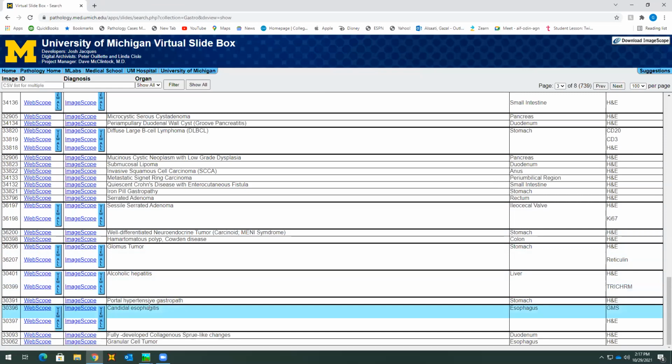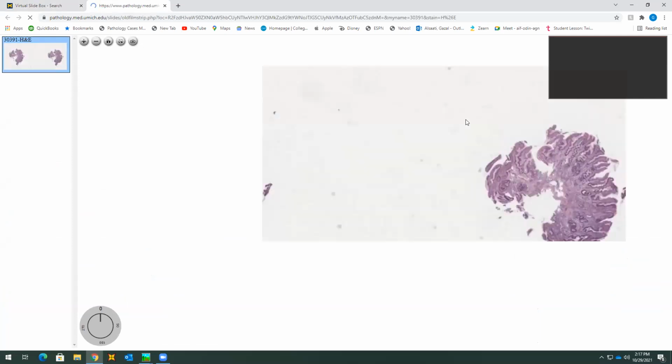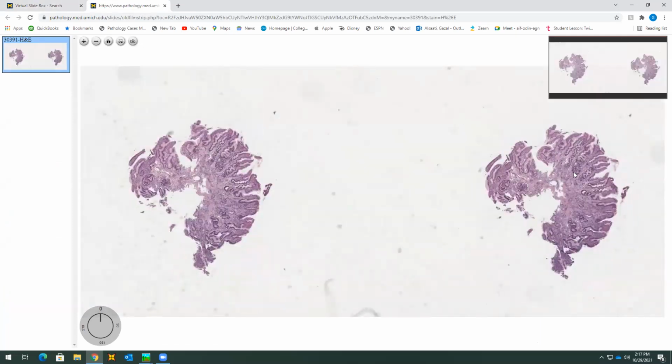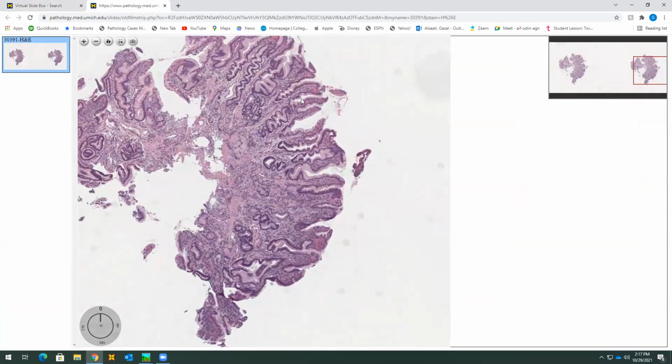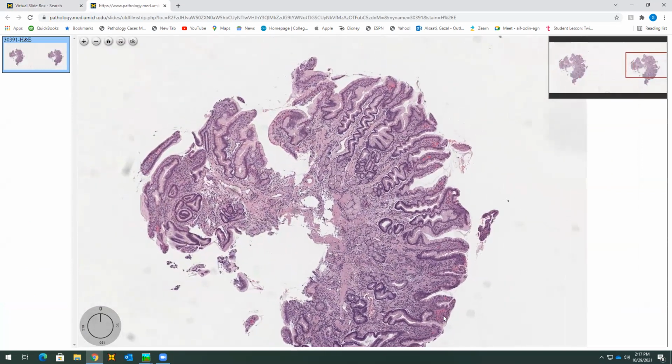Hepatitis, portal hypertension, gastropathy. Okay. All right. So stomach. Reactive gastropathy picture, right? Dilated vessels.